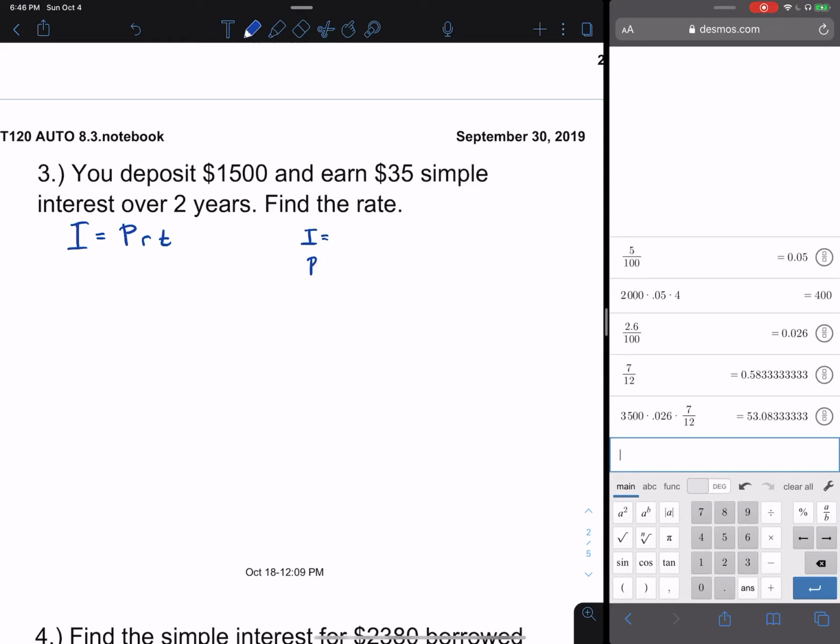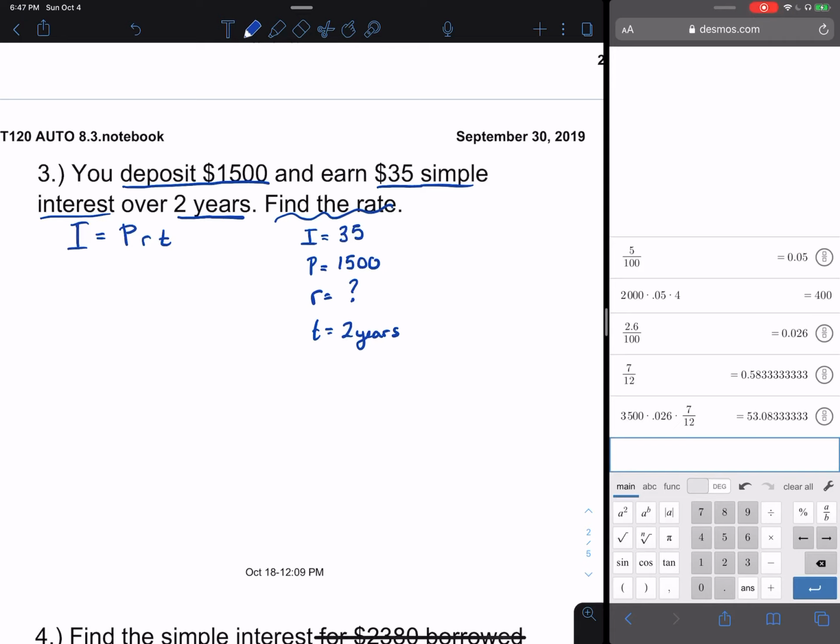I'll list out all the variables. If I read through the problem, they told me I deposit $1,500, so that's my principal, and earn $35 simple interest. So this time they're giving me the simple interest over 2 years. So the time is 2 years. It's in the units I want, years, so I don't have to do any conversions. Find the rate. So I don't know the rate.